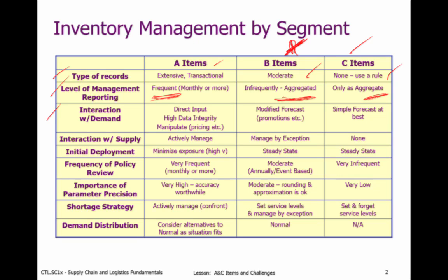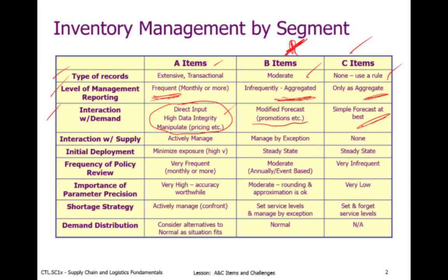Interaction with demand is interesting, because for A items, we really want to focus on it, and we know that we can shape the demand. It's worth shaping the demand for those A items because they're driving the business. For B items, I can modify them a little bit. I can run promotions, I can think about those, and I can modify the forecast, but not nearly as much as I want to spend the time on for those A items. And then for the C items, it's a simple forecast at best.